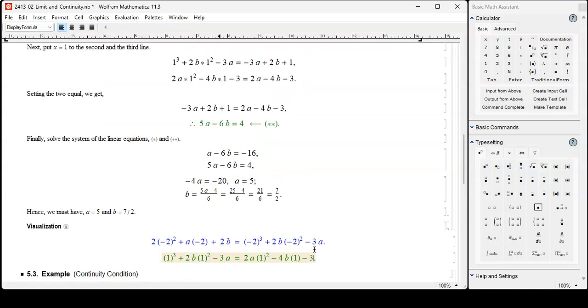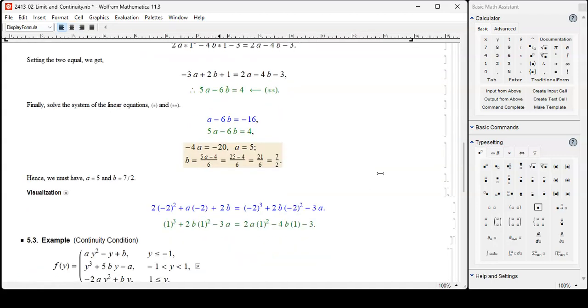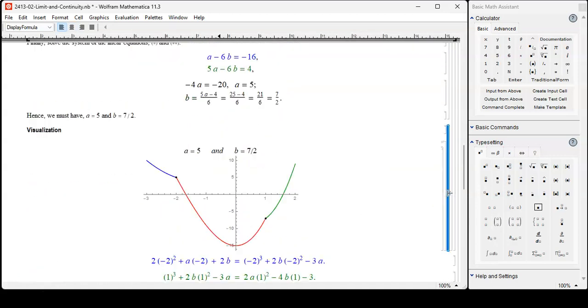And solving the system, well, let's see, that's blue, and that's green, and you can use elimination here. Subtract one from the other, we get a equals 5, and then plug it in and do your computation for b. 7 halves. A is 5, b is 7 halves, and indeed, we have continuity.